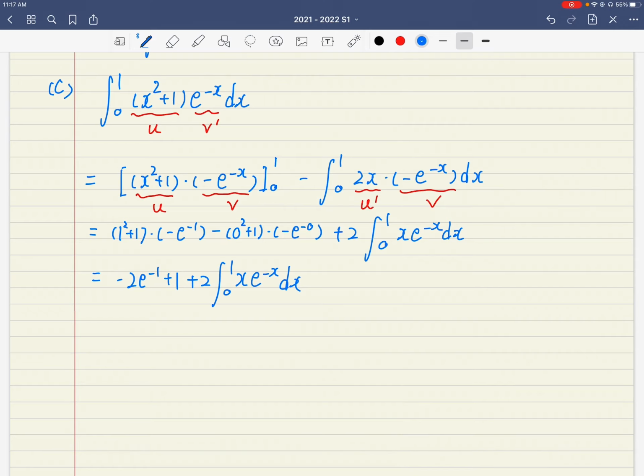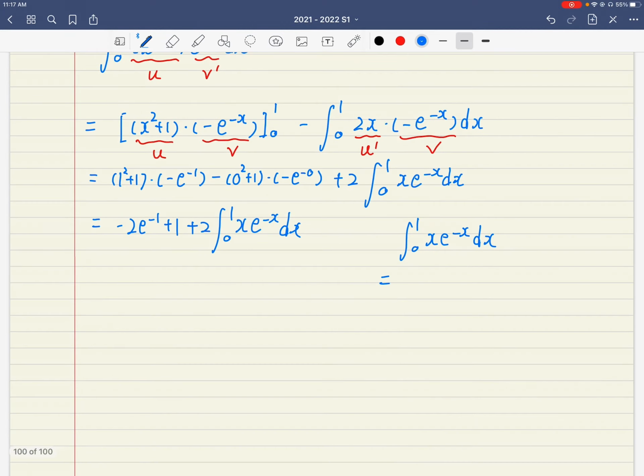Then I have to get this part, so let's do it separately here. From 0 to 1, x e to the power of negative x dx. Again we use integration by parts. Let's call this u, and let's call this v's derivative.